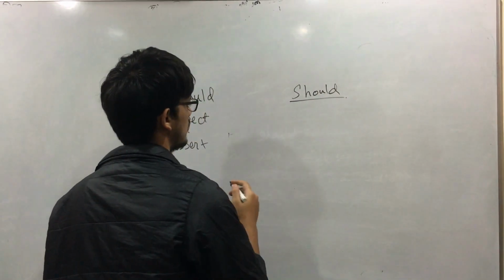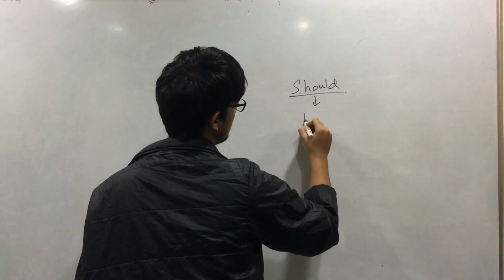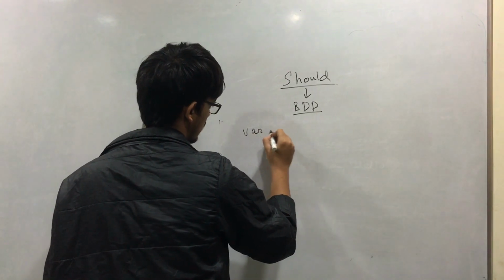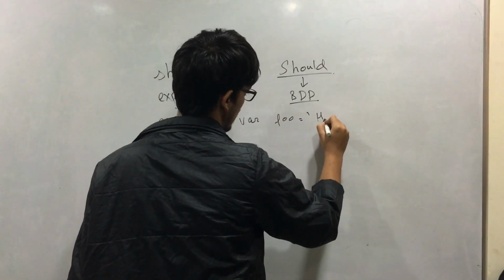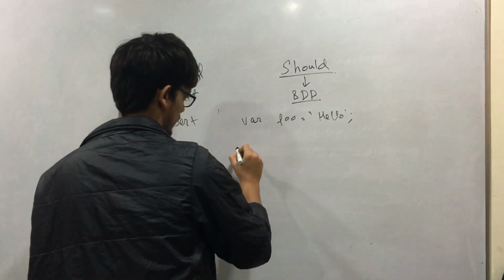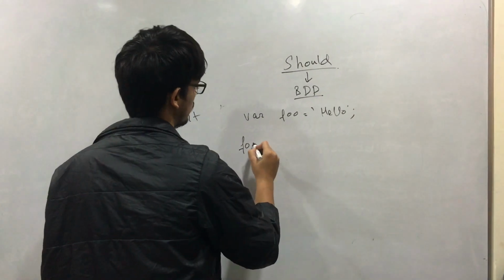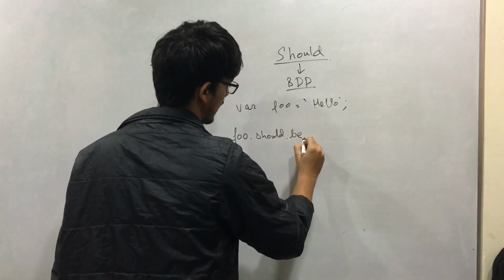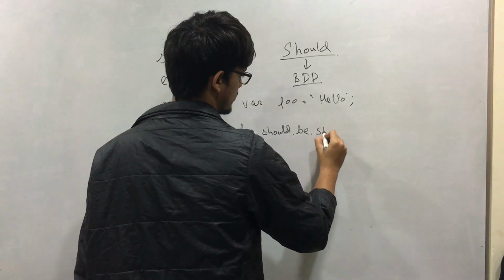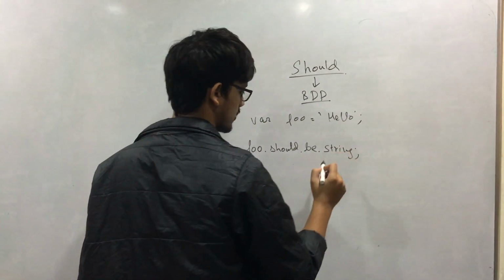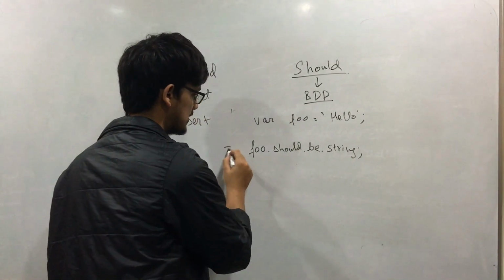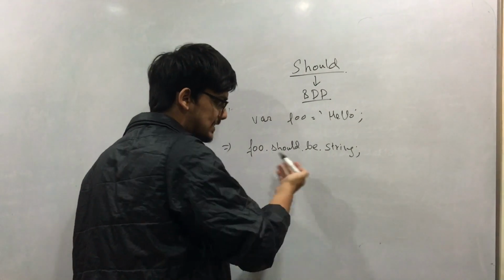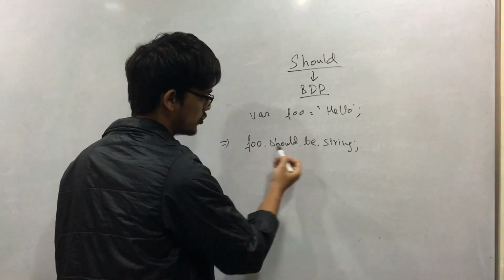Thanks. So we'll be testing should in this module. What should does is it helps you test in a BDD style of development. Let's say we have a variable foo, which is equal to hello. Now we can test foo or assert on foo using this syntax. Foo should be string. So in this assertion, you can see that we are asserting using a BDD style of development, and it seems like a simple English sentence like foo should be string.